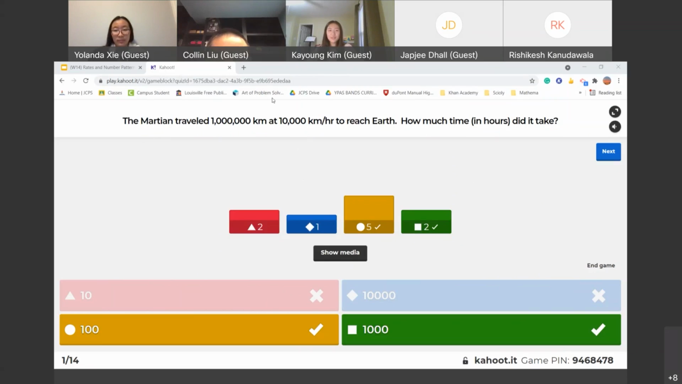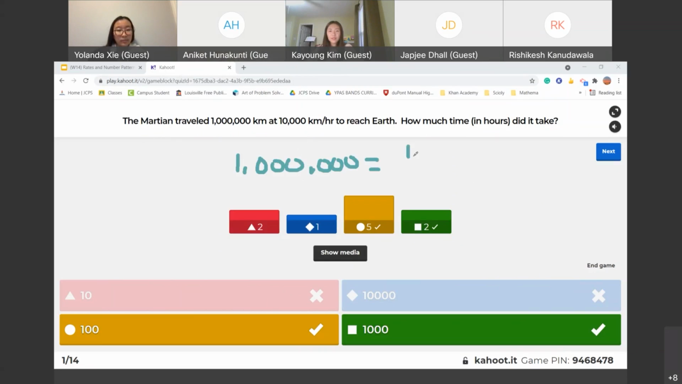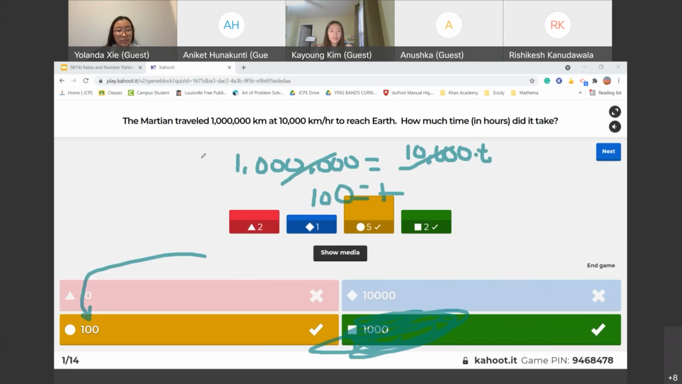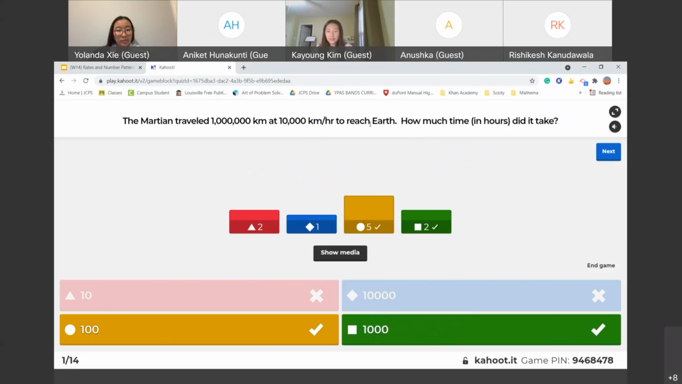But I'm gonna use dirt. That person literally just randomly selected. So dirt: distance is 1 million. The answer literally has 2 more zeros, so it should be 100. Time times rate, divide, blah, blah, blah. 100 equals time. And this is not right. Don't pay attention to this. It's 100. My bad. Okay, next question.